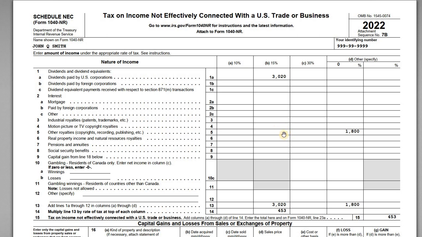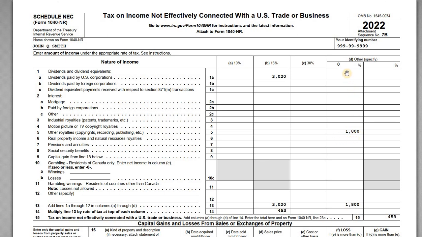Now, every treaty is different. The circumstances are different, so always read the treaty carefully to make sure what the reduced rate is available to you, and then you can claim that reduced rate. So the $3,020, John's going to put it here in column B for the 15% tax rate. And then under the treaty, the royalty income is actually subject to a 0% rate.